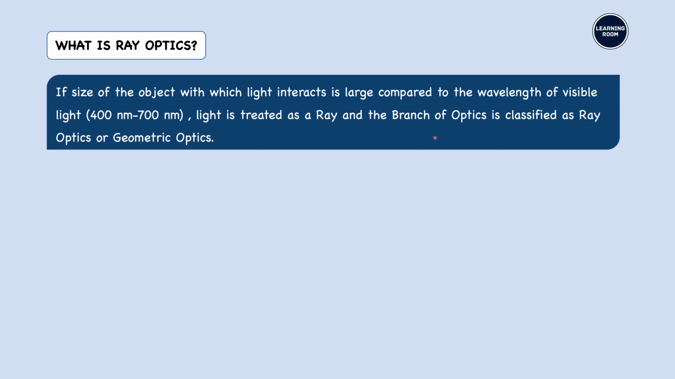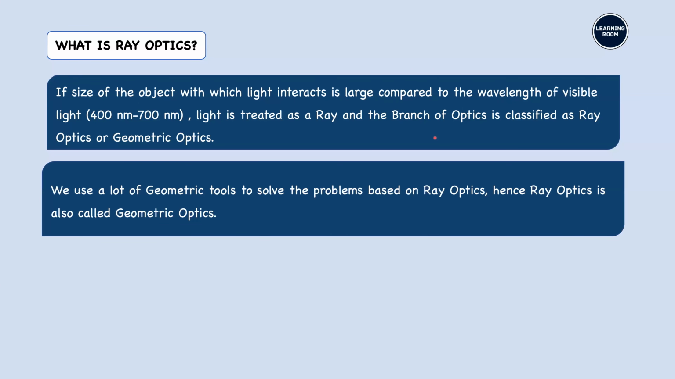Now the next question is, why are we calling ray optics as geometric optics also? We need to give an explanation. Because most of the derivations and the problems associated with the ray diagrams that we draw in this chapter take the help of a lot of geometrical applications. So we use a lot of geometry to analyze the situations in every different scenario. That is why it is mentioned that we use a lot of geometric tools to solve the problem based on ray optics. Hence, ray optics can also be called as geometric optics.